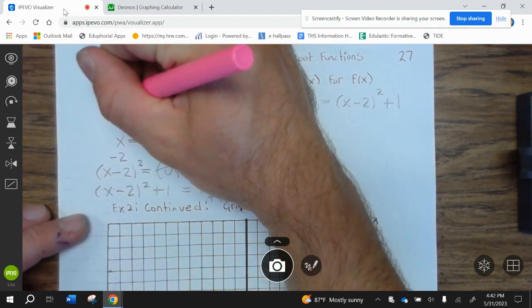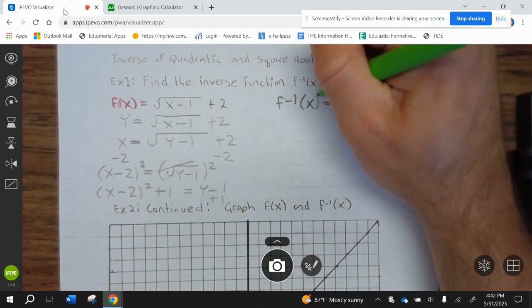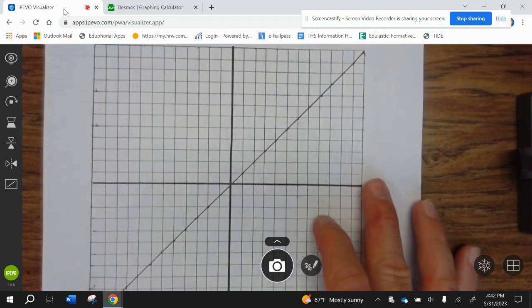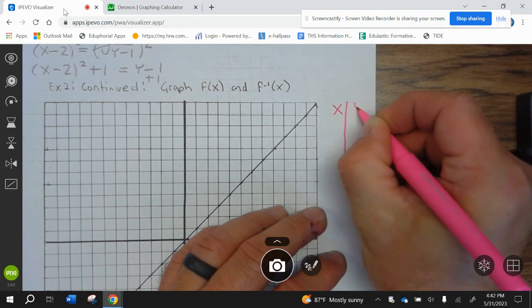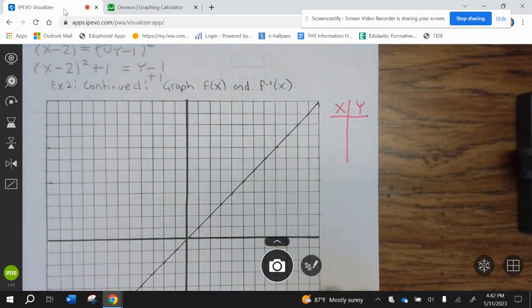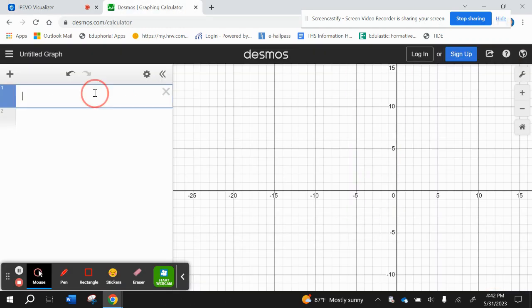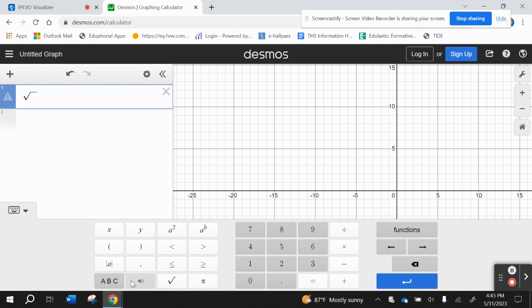All right, so let's go ahead and graph f of x in pink, and then we'll do the inverse in green. All right, so we need to get points from f of x. Okay, so let's go ahead and graph f of x. So that's the square root of x minus 1 plus 2.